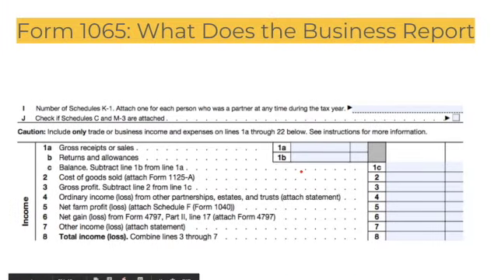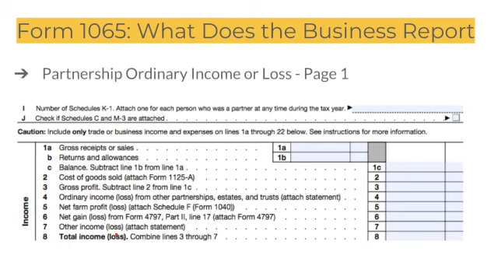So now we'll take a closer look here. So here's the income section. Just like other business returns, we have cost of goods sold, gross profit, ordinary income, a special section for farm income, or if assets were sold by the business, and any other unrelated business income.